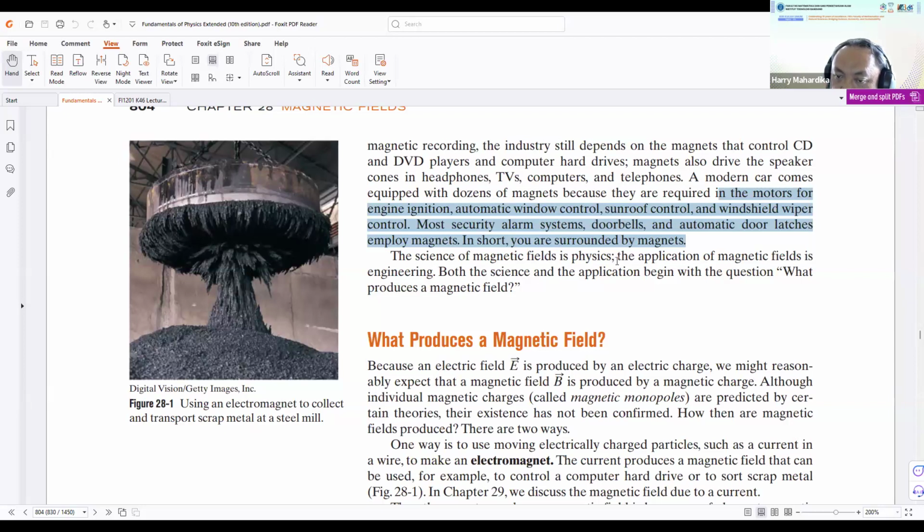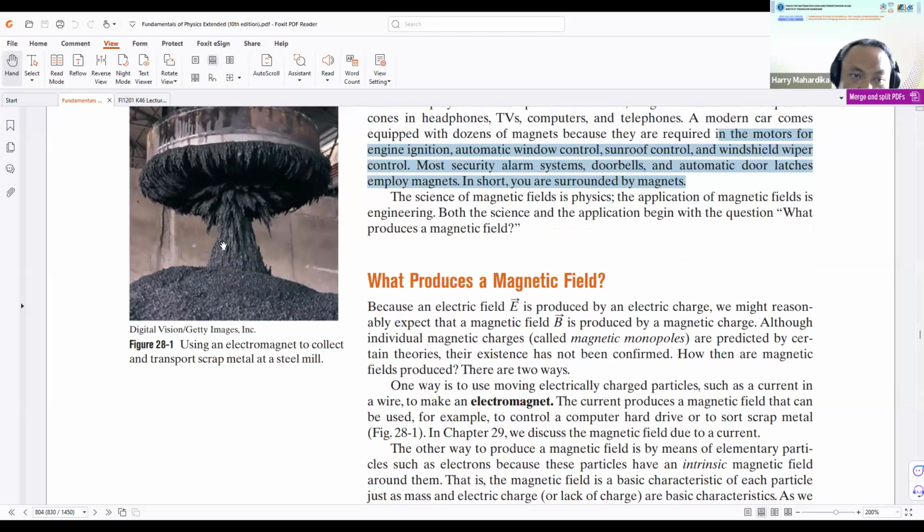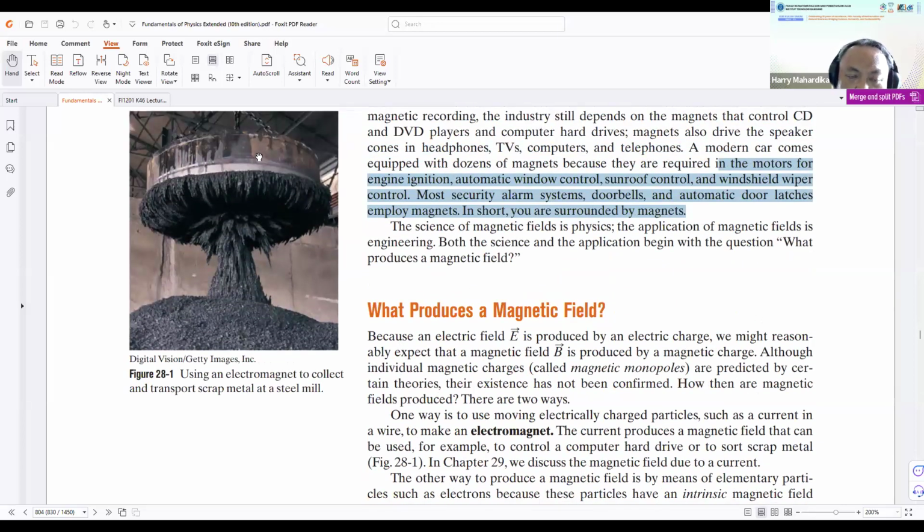The science of magnetic fields is physics, and therefore the application of magnetic fields is engineering. Both the science and application begin with the question, what produces a magnetic field? In this case, it is basically due to the flowing of currents inside metallic bodies. The metallic bodies can be wires that we usually see in an electrical circuit, or as you can see here in the factory, it can also be applied to a body of metal.